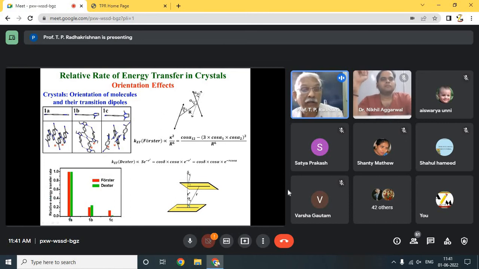What it shows is that 1A, there's a large energy transfer by both Forster and Dexter models, but 1B it is less, and 1C it is practically little. In fact, the Dexter mode is almost nil. Even Forster is very weak. So this gives us a very nice insight into the reason why there is a large fluorescence. Decreasing energy transfer means increasing fluorescence response. Because here the energy doesn't get transferred, they come out as fluorescence or light emission.